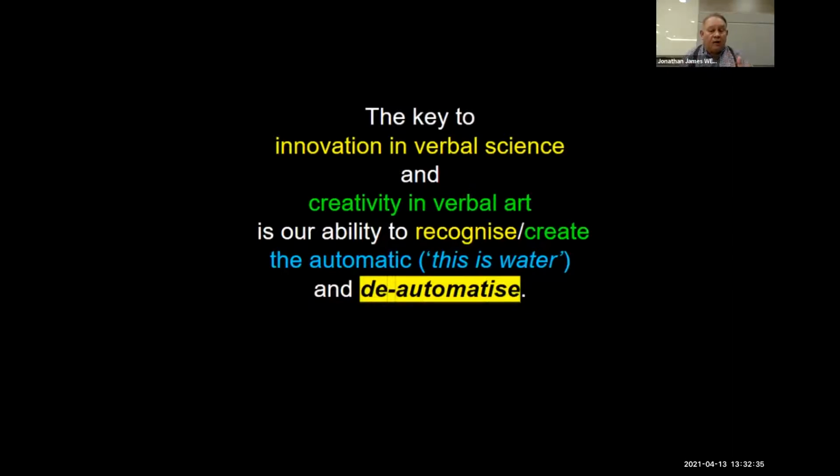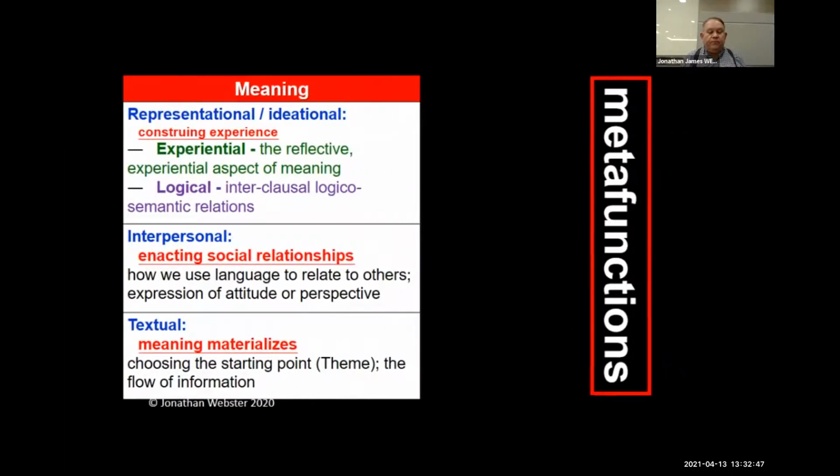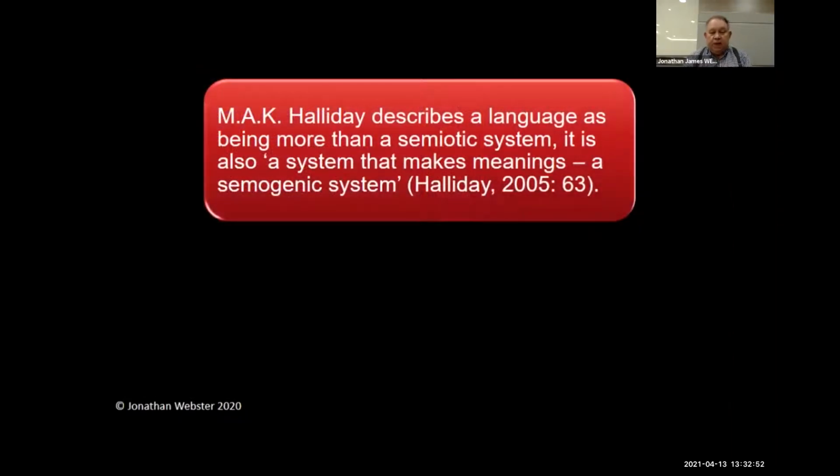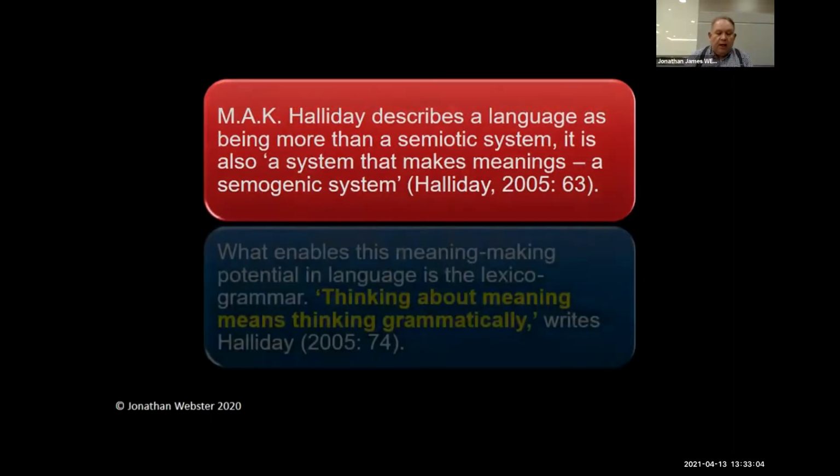Now, what the verbal artist does is, in fact, create an automatic within their text against which then to foreground. The metafunctions. We've looked at the metafunctions, the ideational, the interpersonal, the textual. Language is a means of making meaning, the choices that we make.